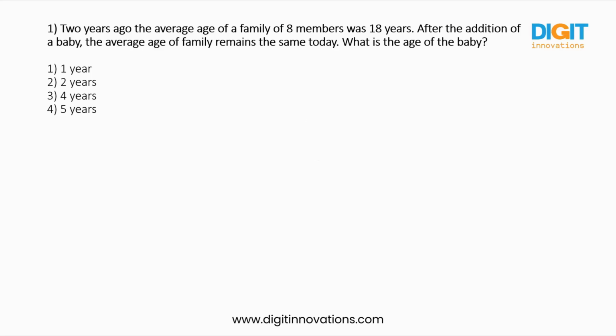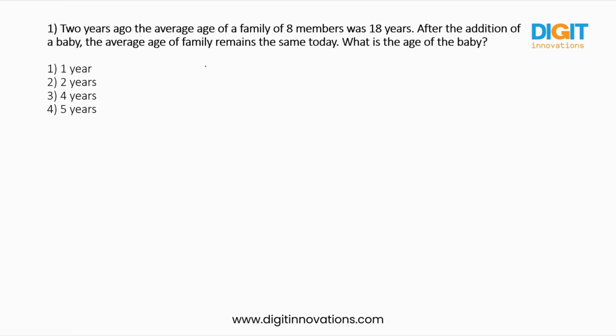I think most of you know what average means, because from school days onwards we have learned what averages are, right? So the average formula is nothing but the sum of observations divided by the total number of observations. With this familiar formula we are going to solve this problem. So let us see.